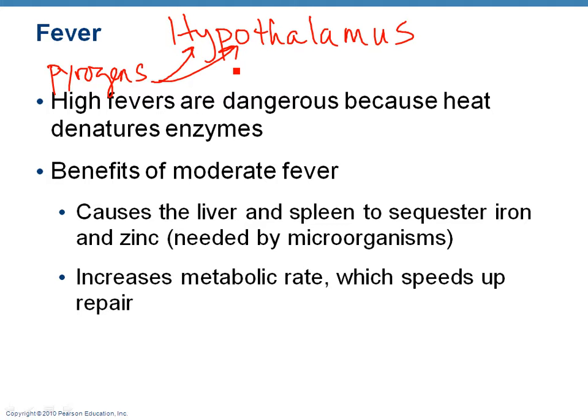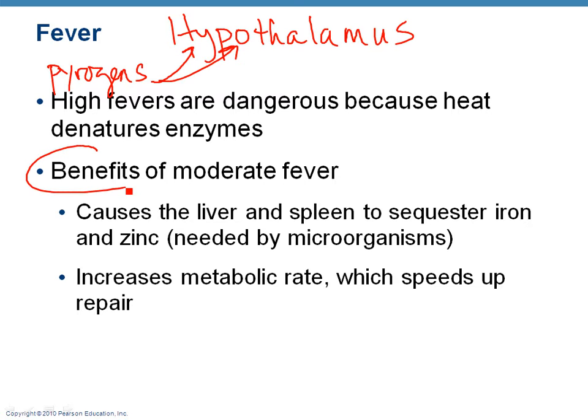How does it accomplish that? What mechanisms do you use for generating body heat? Vasoconstriction and also shivering. That's why you shiver when you're developing a fever. That generates the body heat that raises temperature for fever.